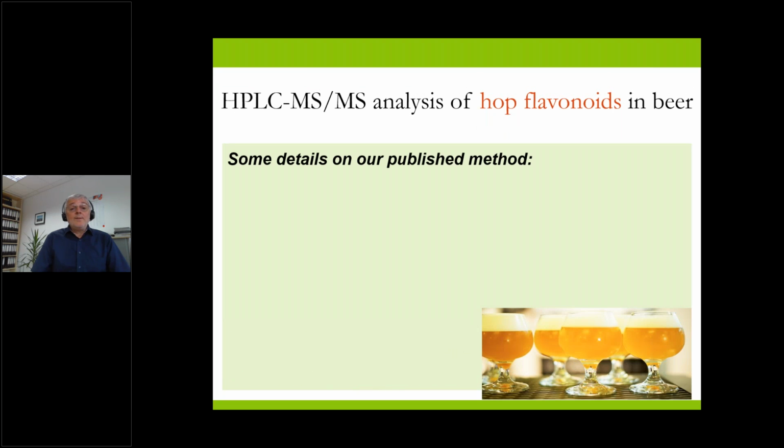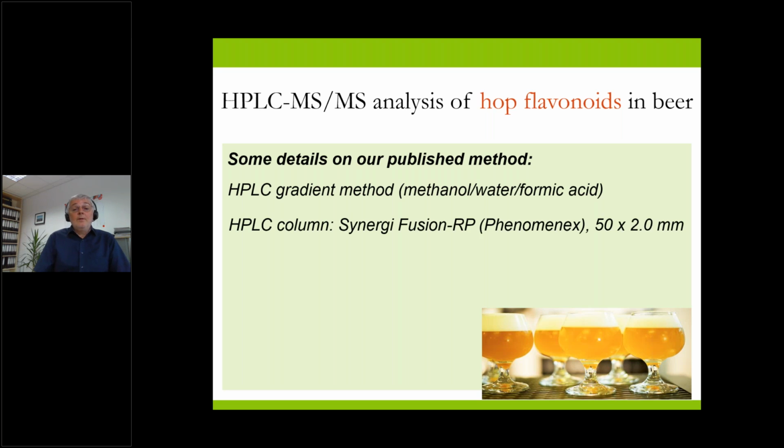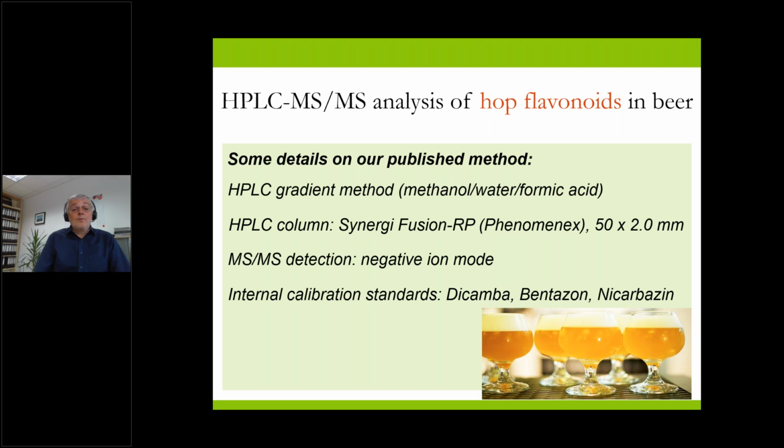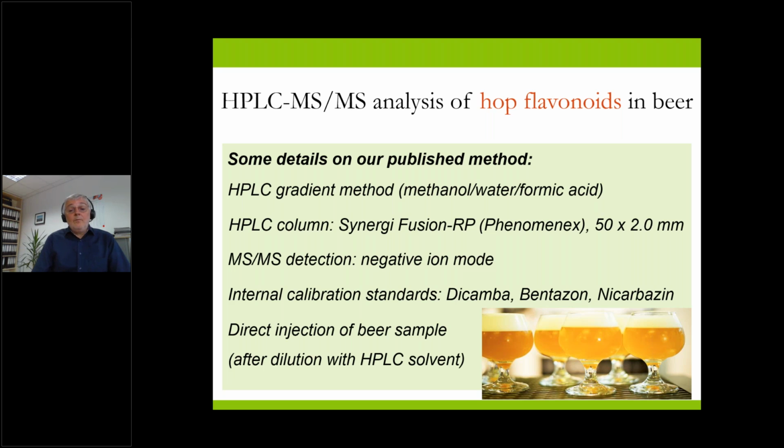And these are some characteristics of our published method. It's an HPLC gradient method. The column we use is given here. The detection is in the negative ion mode. We use the following internal calibration standards: dicamba, bentazone, and nicarbazine. And we do a very straightforward sample preparation. We dilute the beer sample with the HPLC solvent and do this analysis. All these details are described in our published method.